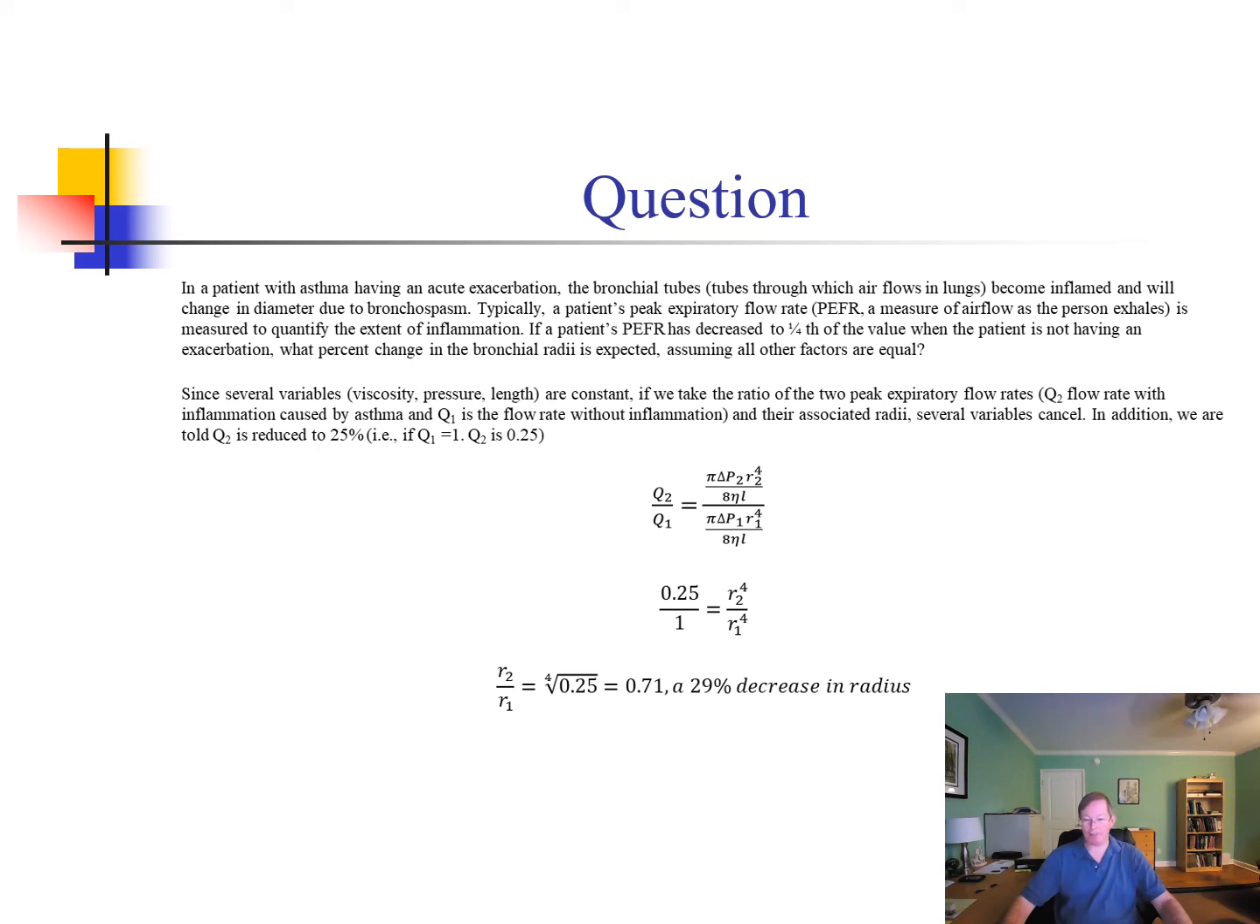When you put in the expression, you'll see that the pi and 8, the delta p, the eta, and the length all cancel out, and you're left with a ratio of these two radii. When I solve for that, taking the fourth root, the ratio of the second radius when I'm having an asthma exacerbation compared to when I'm not is 0.71, which is a 29% decrease, R1 being 1. This is the ratio 0.71 to 1. And that's how you would do that.